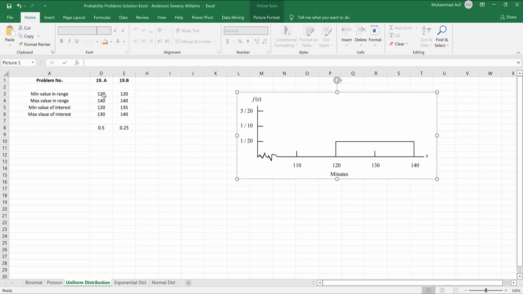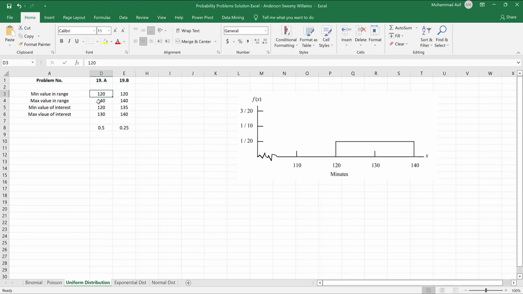There is no one syntax for uniform, so what we do is that we say here minimum value in the range, that's 120, maximum value in the range, that's 140. This one, minimum value for our interest, that's 120, because we have to calculate distance from 120, and the maximum value for our interest is 130. So these are two values of our interest, because these are the values in which we have to find our area, that's 120 and 130.